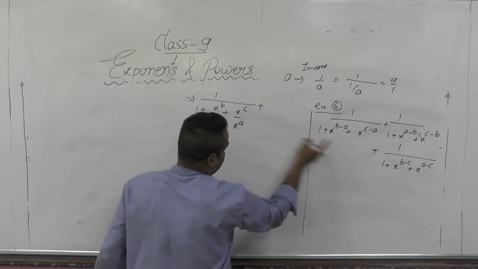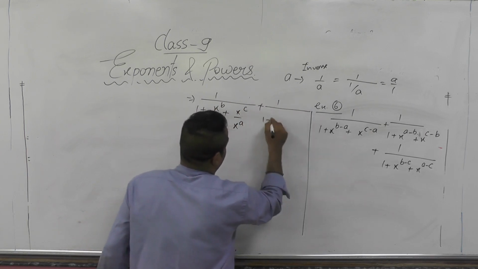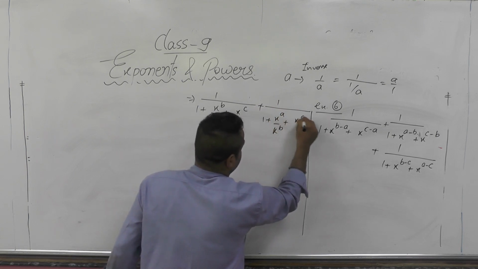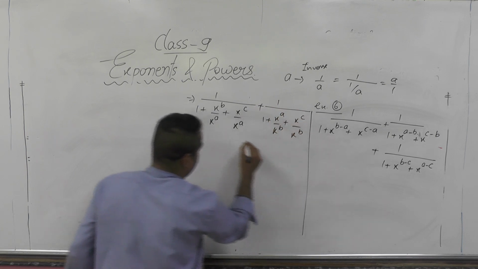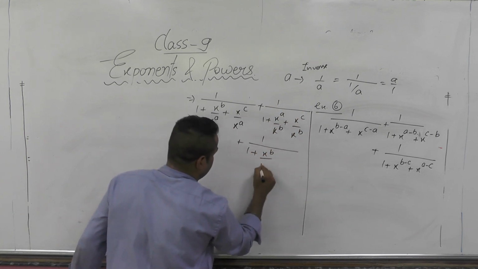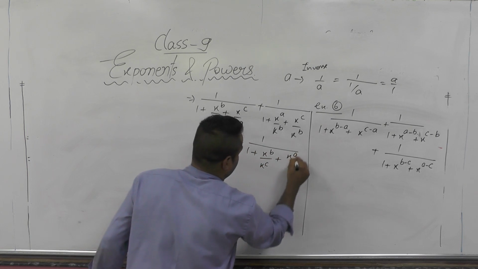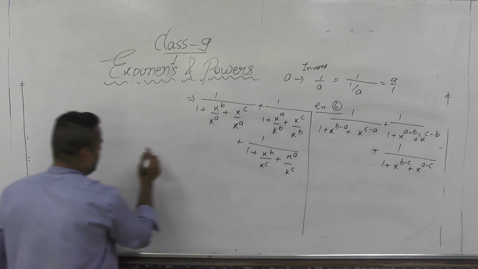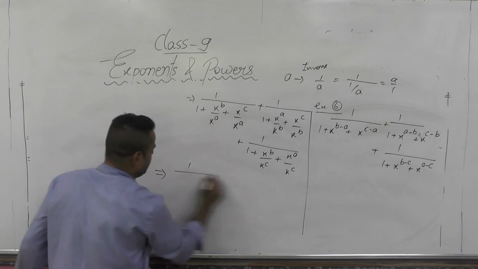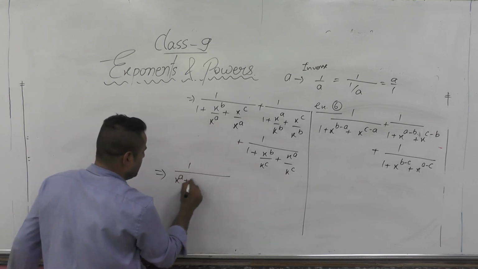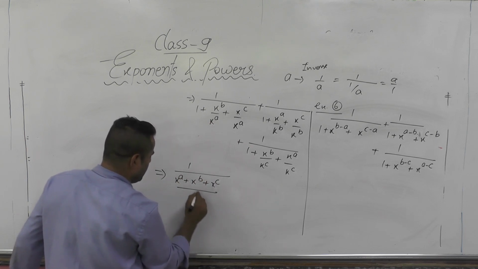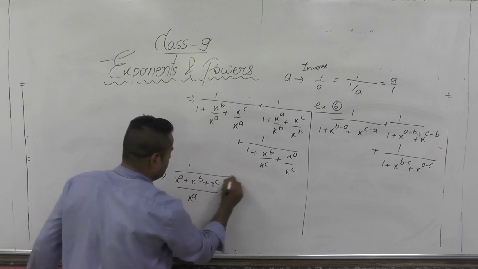Likewise, next term, 1 upon 1 plus x to the power a by b and x to the power c by b. In third term also 1 upon 1 plus x to the power b by c and x to the power a by c. Now we can take LCM here. In first we can take LCM, it will become like x to the power a plus x to the power b plus x to the power c upon x to the power a as a denominator.